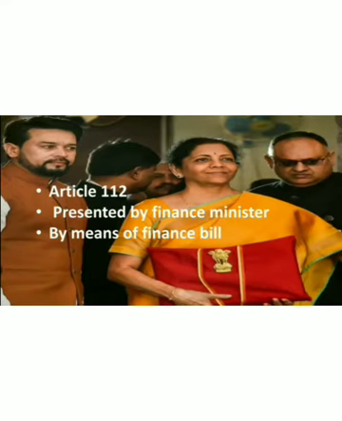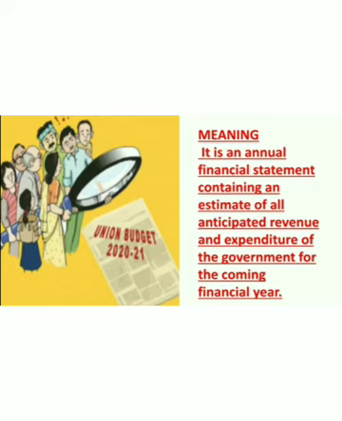Now let's understand its meaning in detail. Basically, budget is an annual financial statement containing an estimate of all anticipated, that is expected, revenue and expected expenditure of the government for the coming financial year. That is, what the government will earn in that year and what it will spend, from where it will earn that money, and in which sections of society, in which works, it will use that money for expenditure. So a record of that is contained in the budget, right?